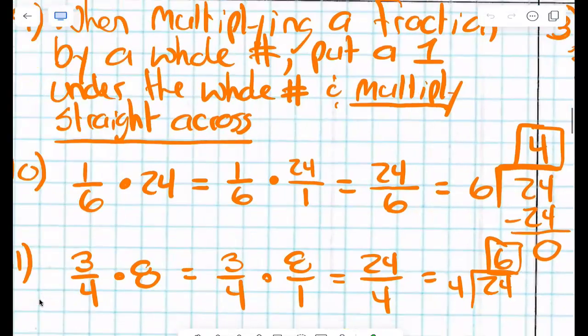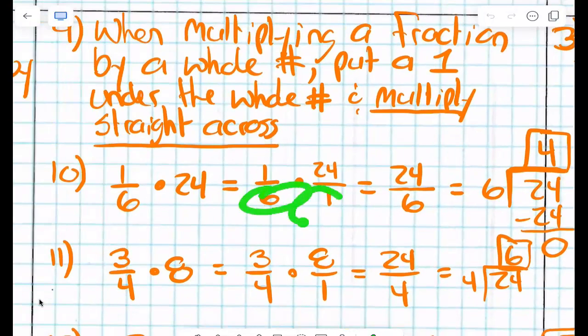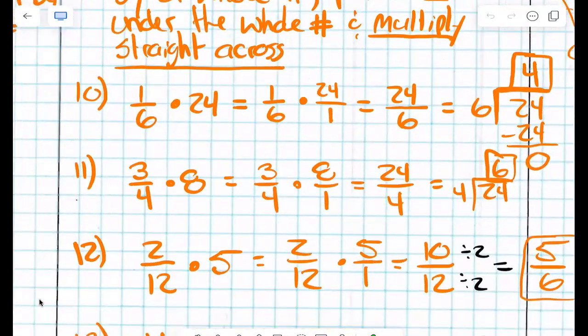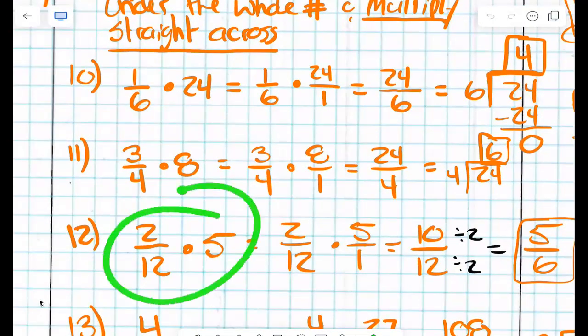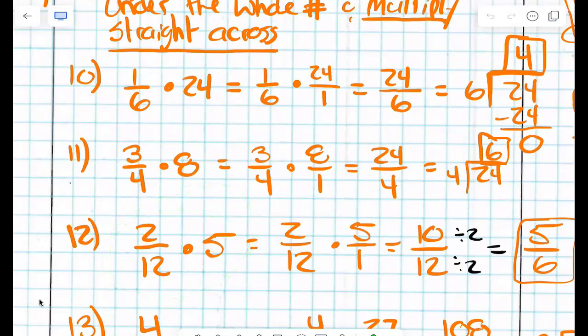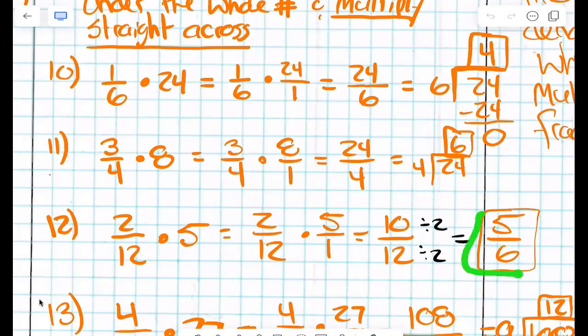Question. Is it okay to multiply fractions with unlike denominators? Yes. Can a fraction problem that we're multiplying have a final answer that is still a fraction? Yes. It doesn't necessarily have to be a whole number all the time, does it? No. It can be a fraction, yes? We good?